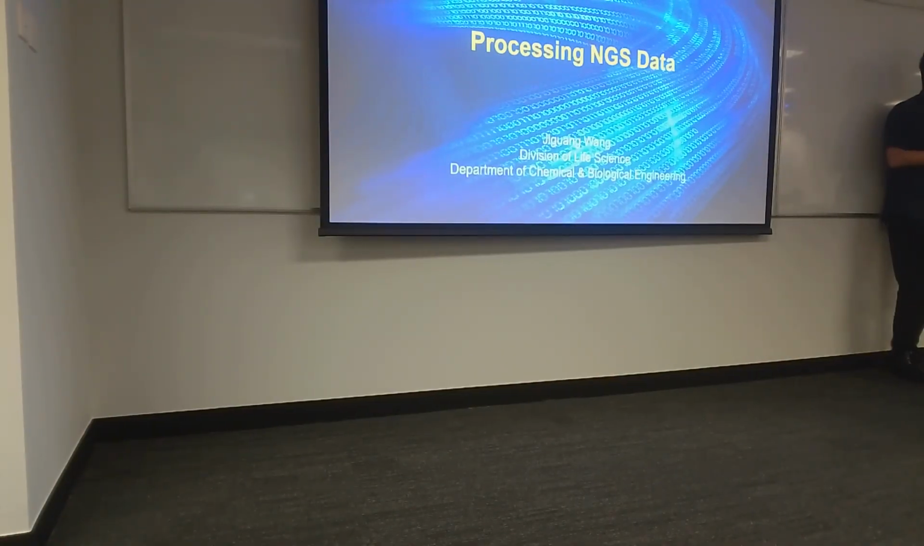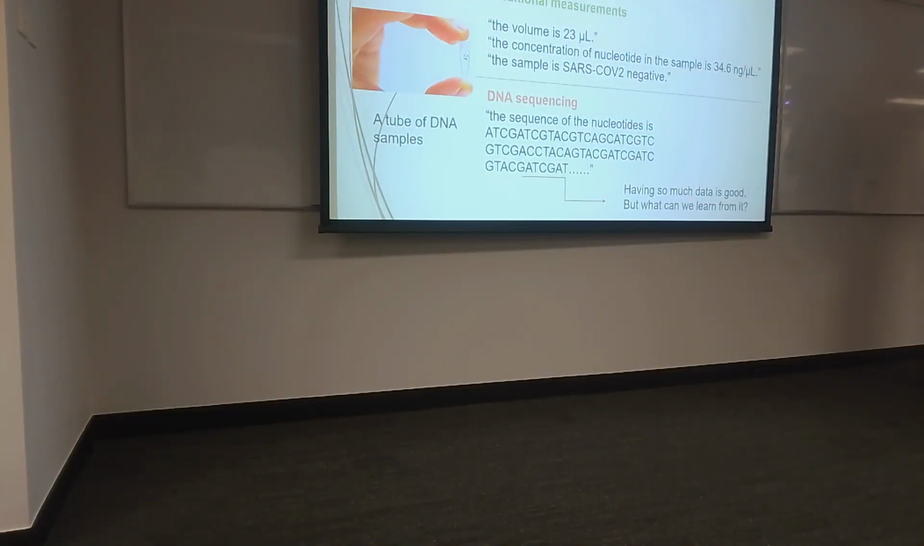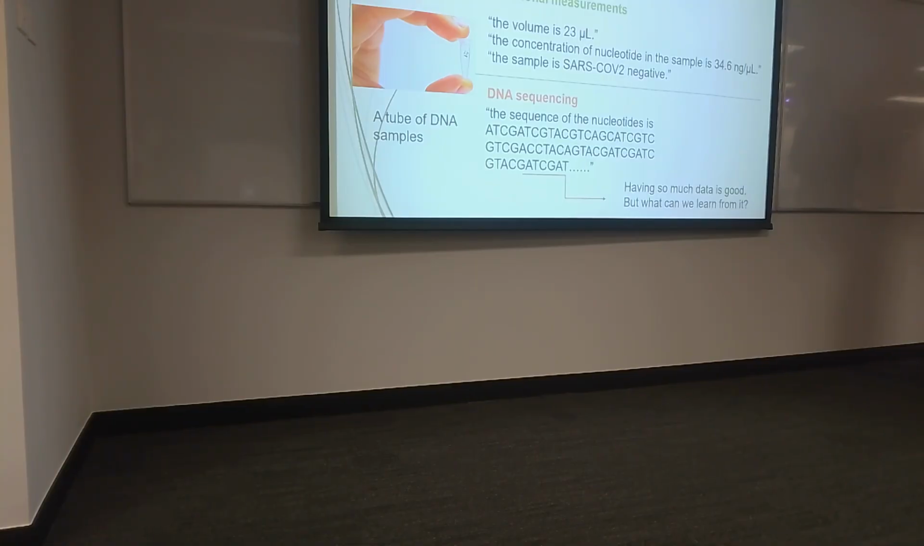So firstly, let's introduce how to process the NGS data. Okay. When we are talking about NGS, usually we are talking about sequencing of DNA or sometimes sequencing of RNA. The traditional measurements of DNA materials or DNA samples usually do the quantification of the amount. For example, we're always talking about the volume of materials. For example, the volume of DNA will be 23 microliter, right?